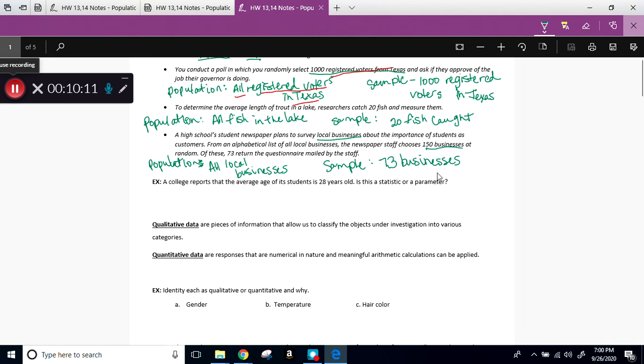A college reports that the average age of its students is 28 years old. Is this a statistic or a parameter? Now remember, a statistic goes with a sample, and a parameter goes with a population. So we have to think about this. A college reports that the average age of its students is 28 years old. Is that a statistic or a parameter?